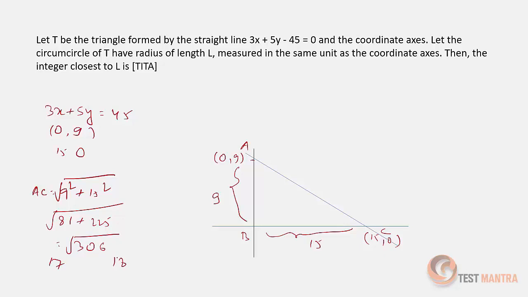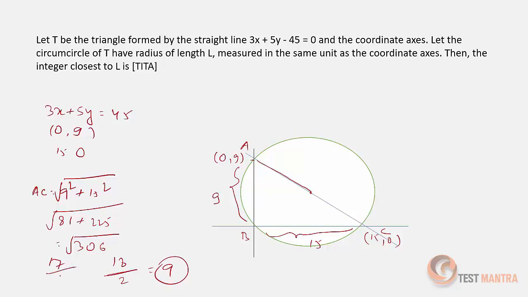So that means this one is between 17 and 18, and let the circumcircle of T have radius of length L. So if I draw a circumcircle here, as it's a right angle triangle, that means this hypotenuse will work as the diameter here. I want half of the diameter as the radius, so I'll take half of 18, nothing but 9, as they're talking about the nearest integral value here.